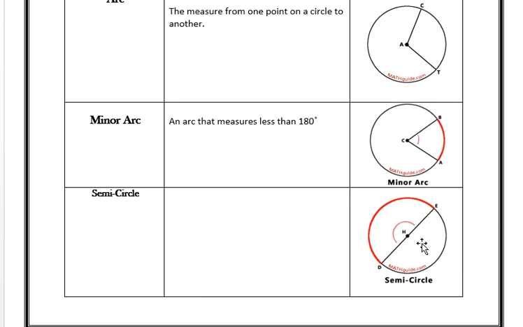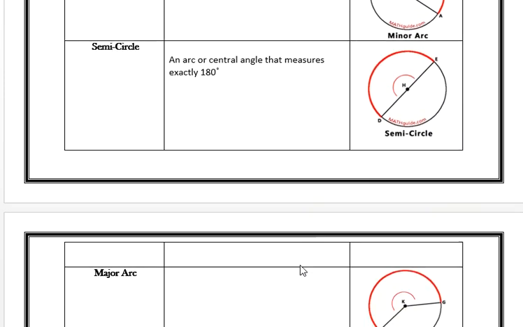And so a semicircle is an arc that measures exactly 180 degrees. In this picture you can see we have the arc that goes from point D all the way around to point E, and you can see the radii that make this central angle are essentially a diameter. And so we know that half of a circle is 180 degrees. So that makes this a semicircle. One thing that I'm going to add to the definition is that it's an arc or a central angle that measures exactly 180 degrees. Let's take a look at the next one.